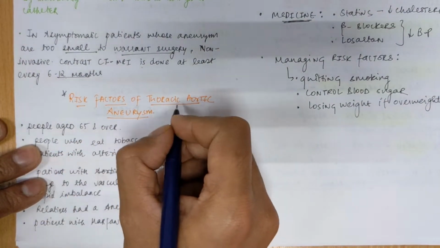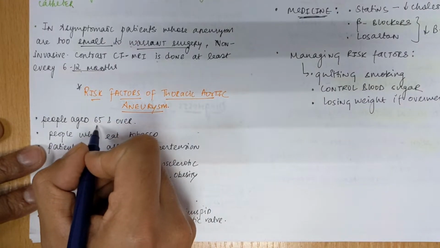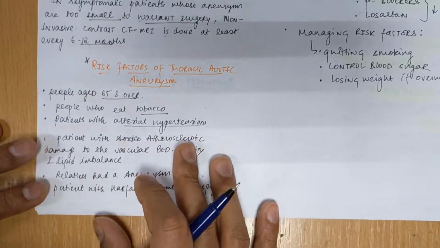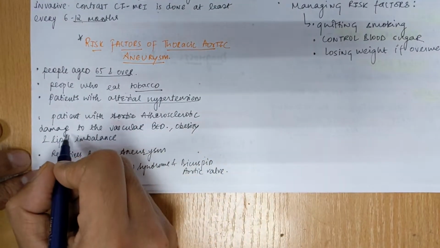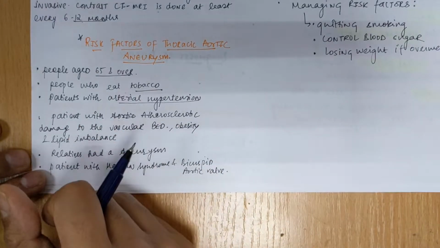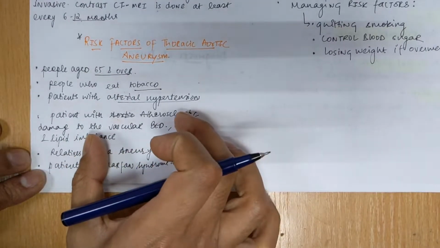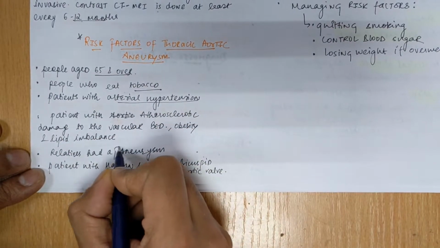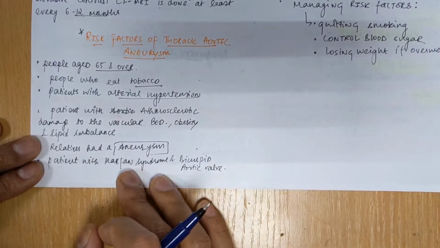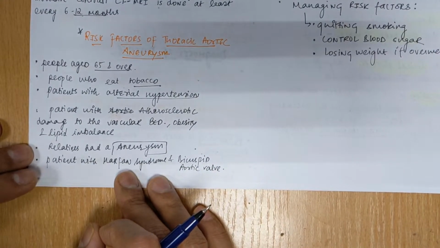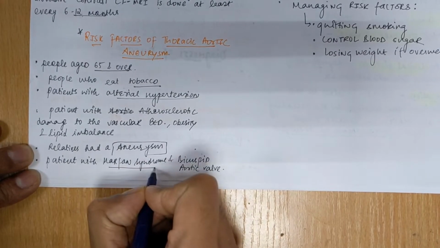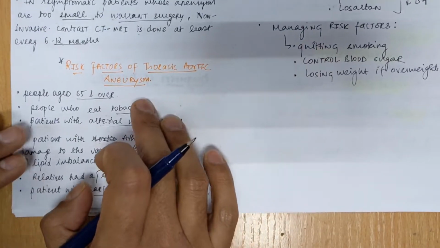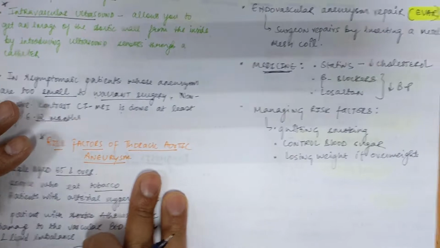Now, what are the risk factors of thoracic aortic aneurysm? People aged 65 and over are at risk, as are people who use tobacco, patients suffering from arterial hypertension, patients with atherosclerotic damage to the vascular bed, obesity, and any type of lipid abnormality. Those patients are prone to develop thoracic aortic aneurysm. Relatives with a genetic predisposition from an earlier aneurysm case are also more prone to develop this pathology. Patients with Marfan syndrome and bicuspid aortic valve are also more prone. So these are the risk factors.